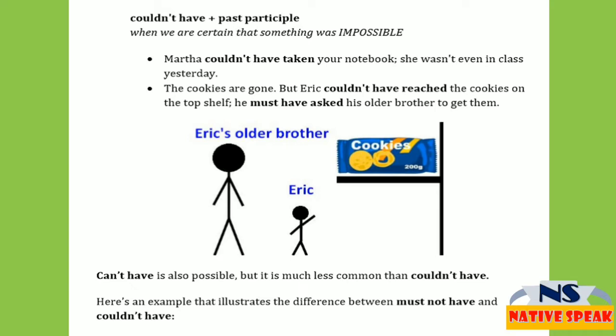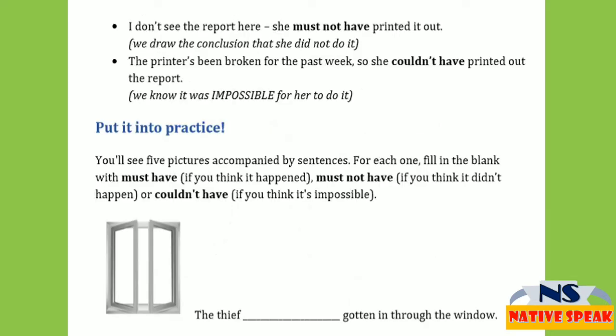Can't have is also an option for certainty in the past, but it is much less common than couldn't have. So what's the difference between must not have and couldn't have? Here's an example that illustrates the difference. I don't see the report here.